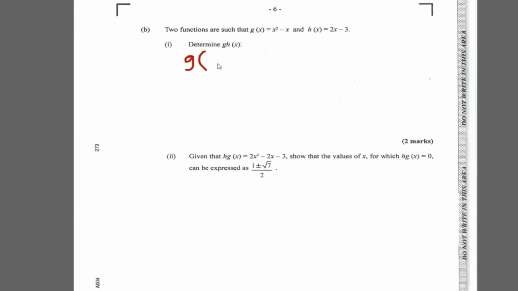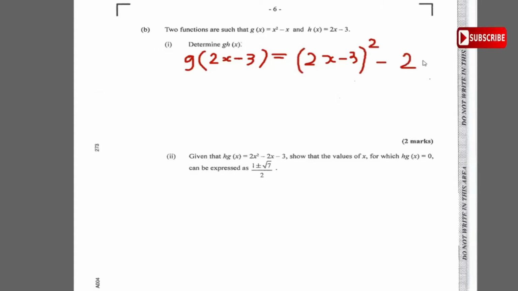So h of x is 2x minus 3. They really want g of 2x minus 3 because this is h of x. So we want g of 2x minus 3. That's going to be equal to 2x minus 3 all squared minus 2x minus 3.